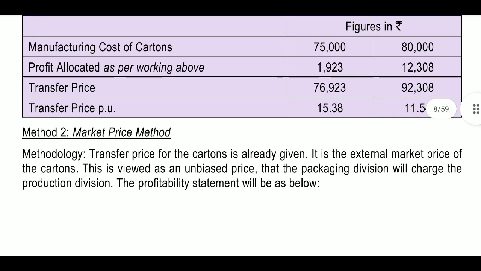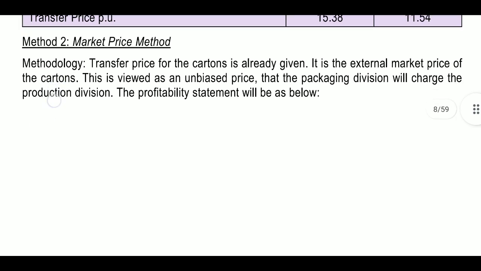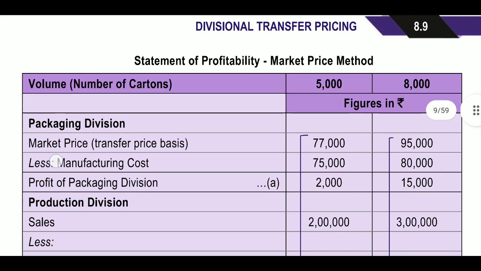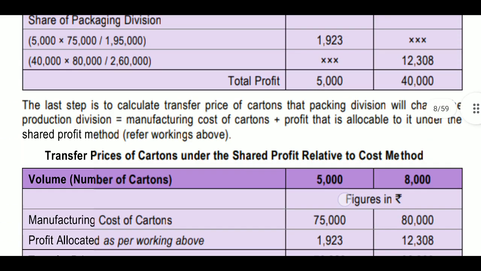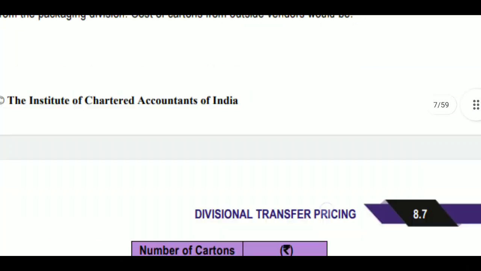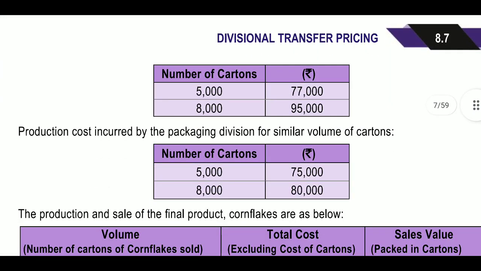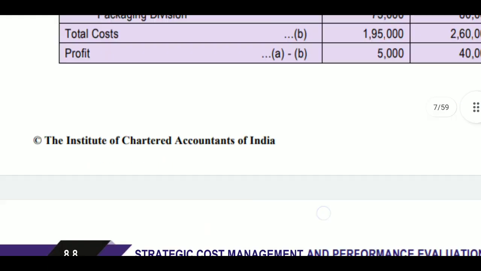Next, the market price method. This is the second method. For this method, we will take the market price. In the statement of profitability under the market price method, the volumes are 5,000 units and 8,000 units, for the packing division and the production division. Here the packing division's market price is the transfer price basis, 77,000 and 95,000, whatever they provided we will take.